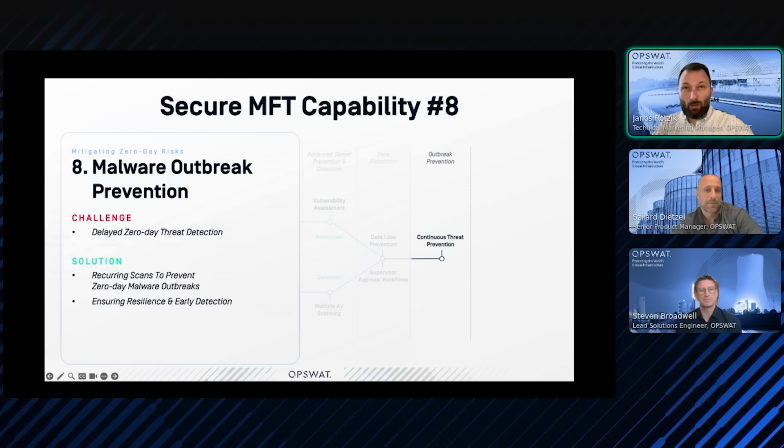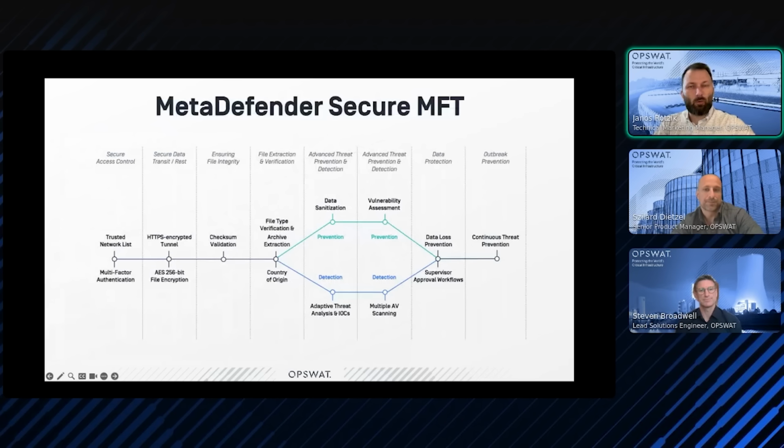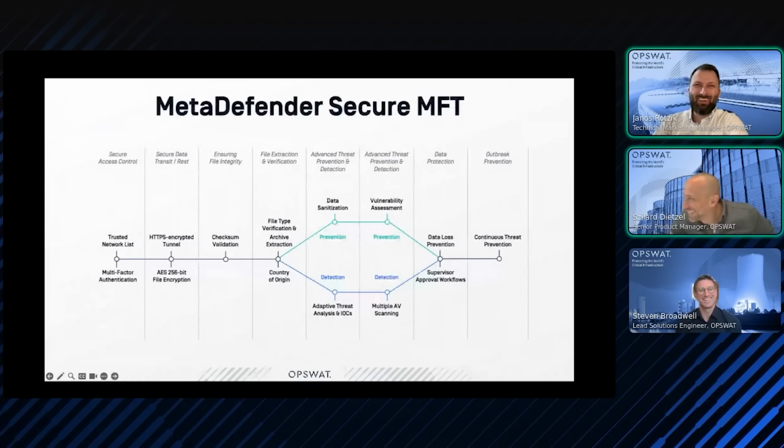Amazing. After this session, guys, you made my job really hard to summarize it. So we covered today the 8 must-have capabilities that define a truly secure MFT, from access control to outbreak prevention. Each one plays a critical role. And it's not just about picking 1 or 2 of them one by one, but it's a combination of these capabilities that builds real resilience. So think of it as a security stack. Is there anything you want to add here, Szilárd?